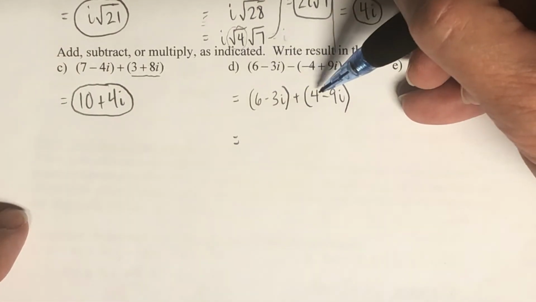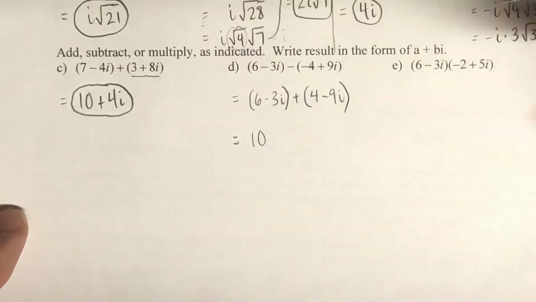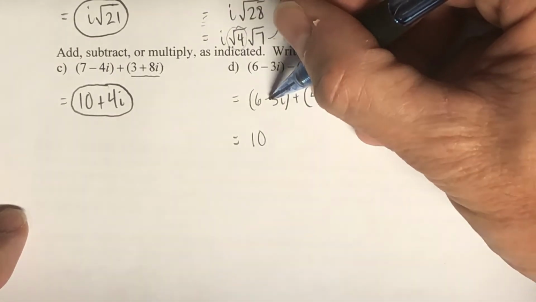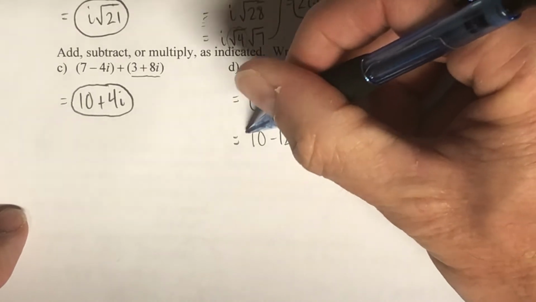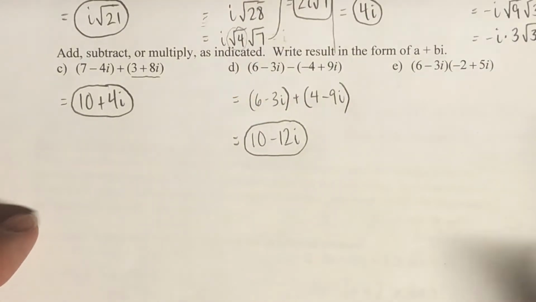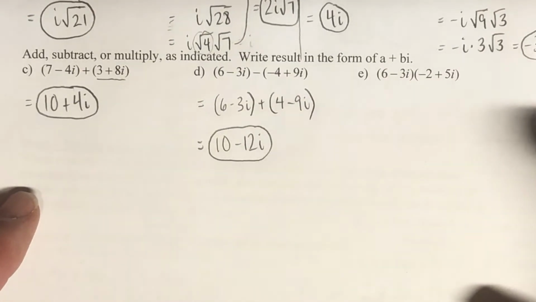So now you combine like terms, okay, and you get 6 and 4 is equal to 10. Negative 3 and negative 9 is equal to negative 12. All right, and that's combining like terms right there. Okay, so bracket plus bracket, bracket minus bracket, that's what you do.